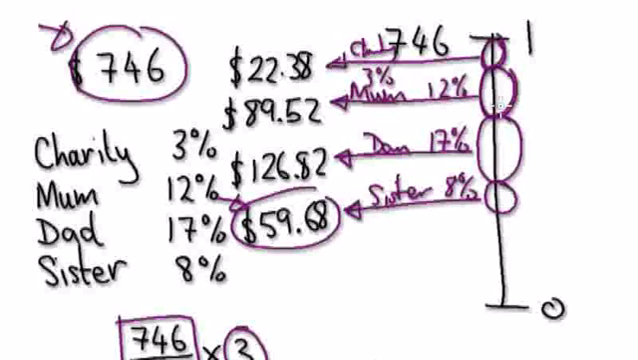Now let's look at what's going on. How much is left for you? Well, you've got 100 pieces to start off with. Remember, we always divide by 100, per cent means per 100. So you split it into 100 pieces, and remember, you've given away 3 pieces to your charity, 12 pieces to your mum, 17 pieces to your dad, 8 pieces to your sister. So how many pieces are left for you?